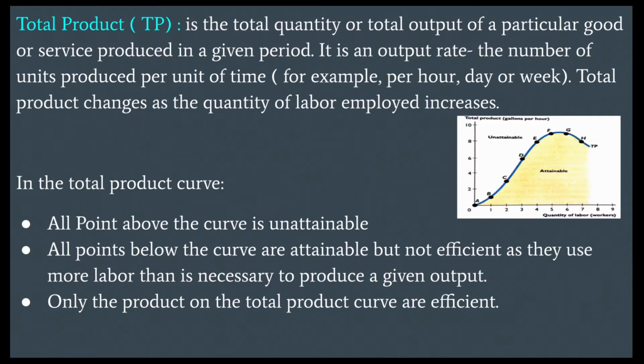Total product is the total quantity or total output of a particular good or service produced in a given period. It is an output rate, that is, the number of units produced per unit of time, for example, per hour, day, or week. Total product changes as the quantity of labor employed increases. In the total product curve, all points above the curve are unattainable. All points below the curve are attainable but not efficient, as they use more labor than is necessary to produce a given output. Only the points on the total product curve are efficient.